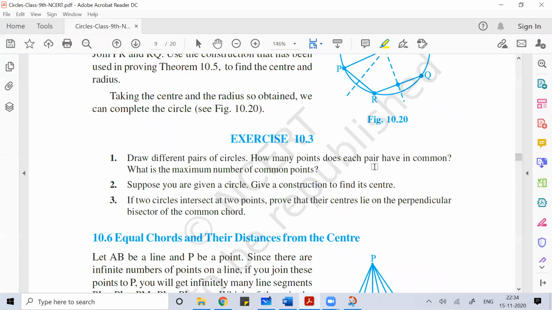Suppose you are given a circle, give a construction to find its center. Already explained this. If two circles intersect at two points, prove that the center lies on the perpendicular bisector of the common chord. So suppose this is the question.